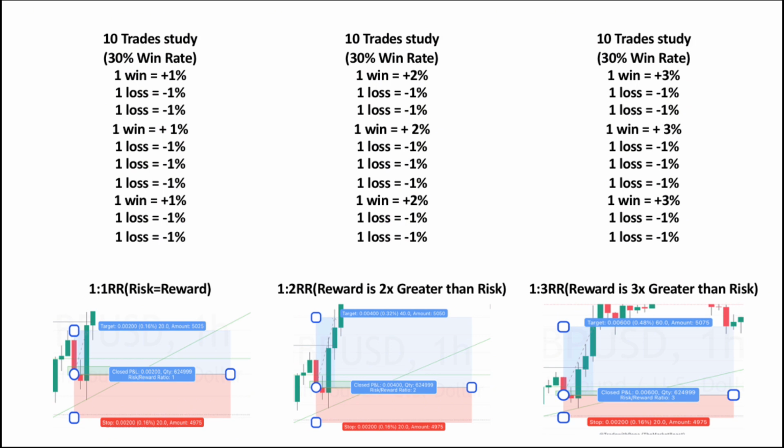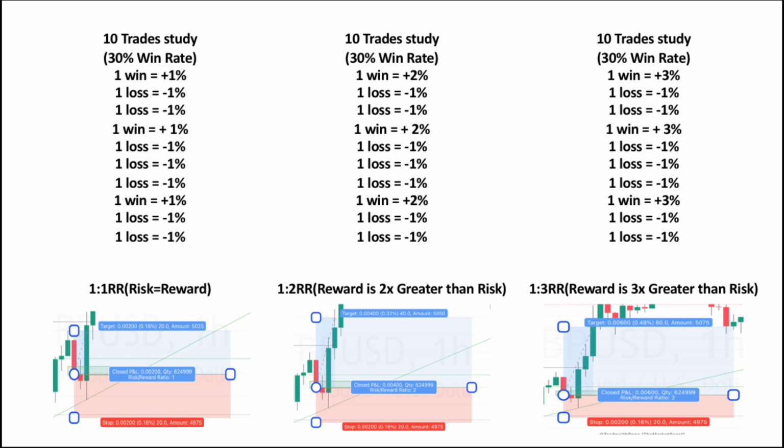Now, the reason why risk to reward is so important is that it would help you protect your account even when your accuracy rate is not up to 50%. I'm going to be taking a 10 trade study of a 30% win rate and the different types of risk to reward I just explained, which is the 1:1, 1:2, and 1:3. Now you will observe that in the first case study of 10 trades with a 30% win rate using the 1:1 risk to reward, you would lose 7 trades.